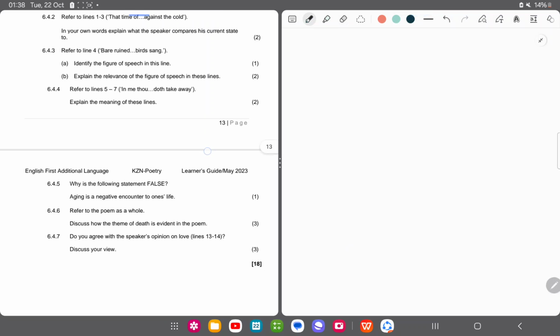And then let's answer question 6.4.6. It says, refer to the poem as a whole. Discuss how the theme of death is evident in the poem. Well, the theme of death, okay, let's explain the theme of death. 6.4.6. The theme of death, let's say, in the poem, right? The speaker makes multiple references to the fact that humans are all subjected to death as the inevitable end of their lives.